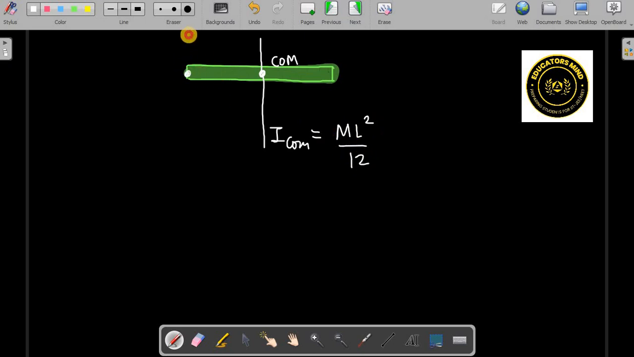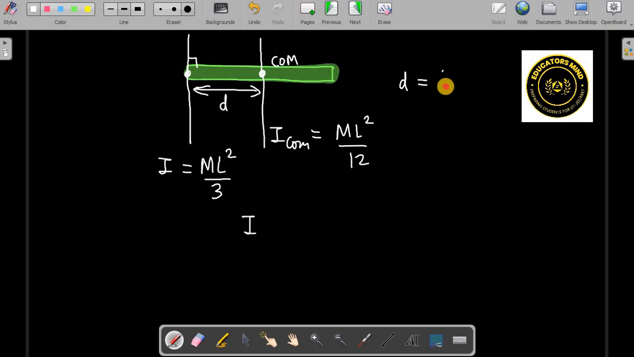And now suppose you want to calculate this about this axis. Remember we have already got this result. This we have already got as ml square by 3. But if you want to check it, and this distance is d, of course this distance d is equal to L by 2 because it's the midpoint.